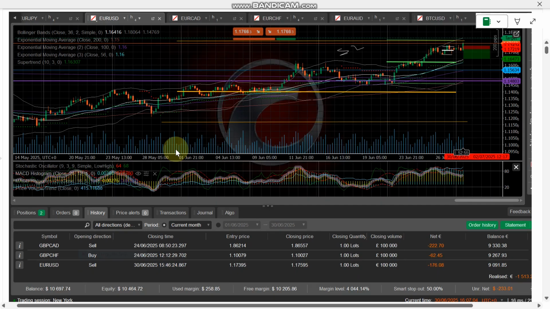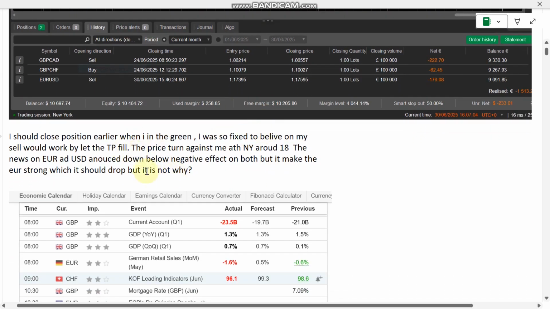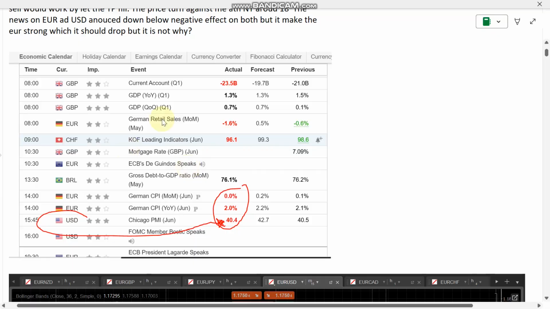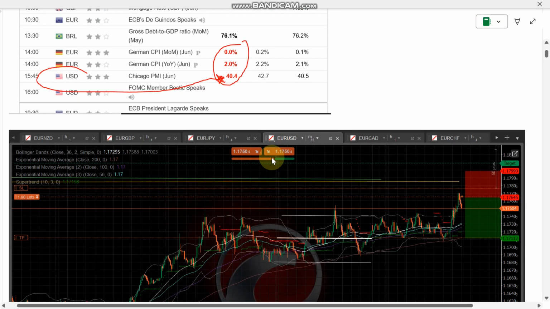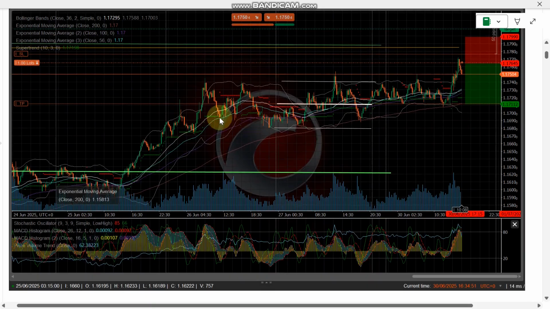I cannot say any detail here, but so far it is Euro USD, and Euro USD looks like it has been stop loss hit. Can read this later, according to the news and everything. So this is one Euro USD 15 minutes.